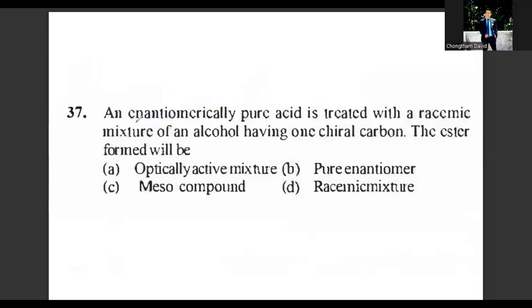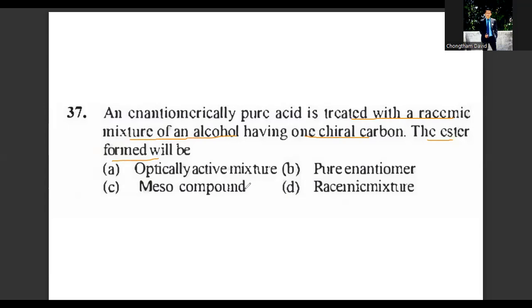Bear with me. We are only left with 8 questions. An enantiomerically pure acid is treated with a racemic mixture of an alcohol having one chiral carbon. The ester formed will be? See, the optically active acid will react with the D and L isomers. Look at the question: an enantiomerically pure acid is treated with a racemic mixture of alcohol having one chiral carbon. So after this the ester formed will be what?